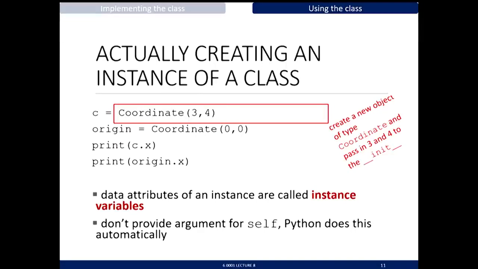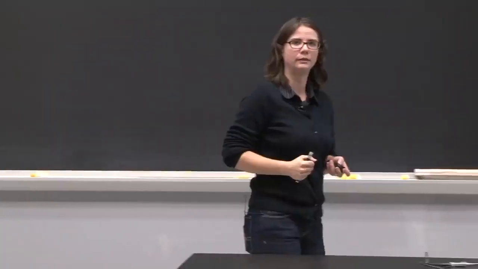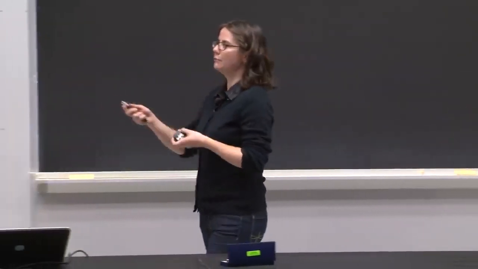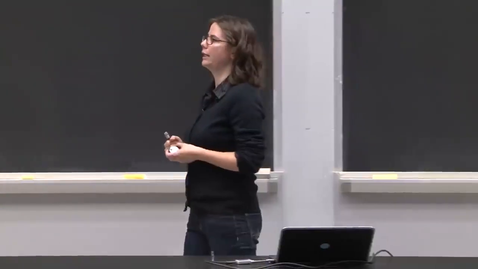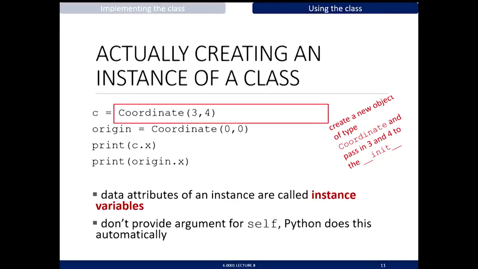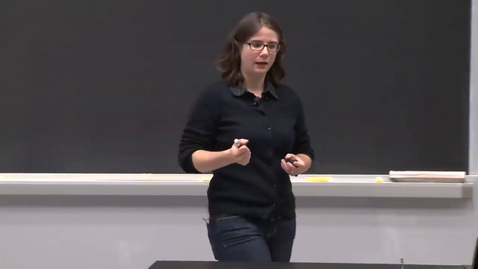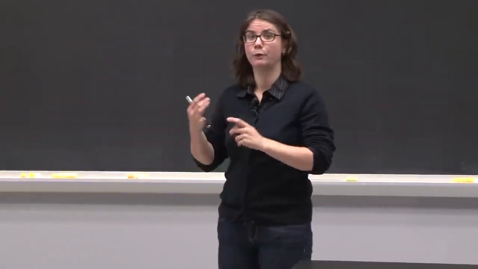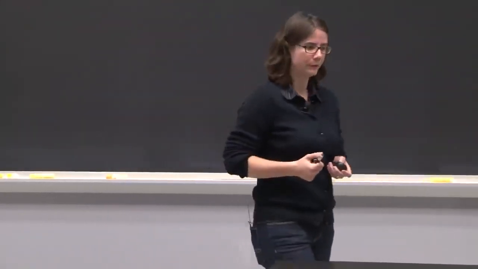We can access the data attributes using this dot notation, and we've seen that before, right? When we've worked with lists, we'd say something like l.append. So the same dot notation can be used with your own objects in order to access data attributes. So here, this is going to print 3 because the x value for object c is 3, and the next line, print origin.x, is going to print 0 because the x value for the object origin is 0. Okay, so we've created a coordinate object. We've defined the init method, so we have a way to create objects when we use the class, and then we can access the data attributes.